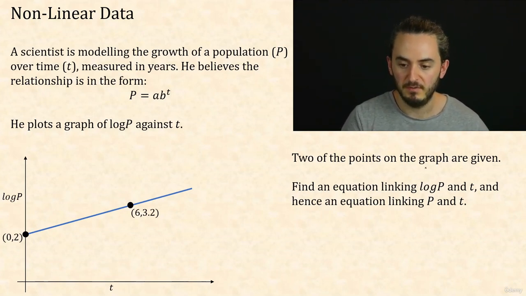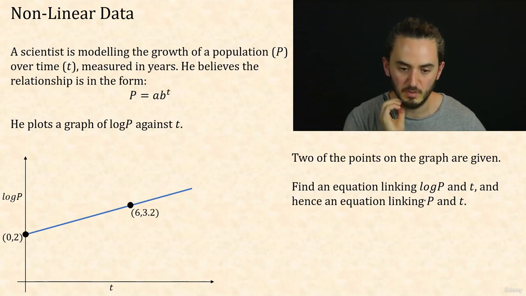Two of the points on the graph are given. Find an equation linking log P and T, and hence an equation linking P and T. There's an awful lot going on here. Let's do it bit by bit.